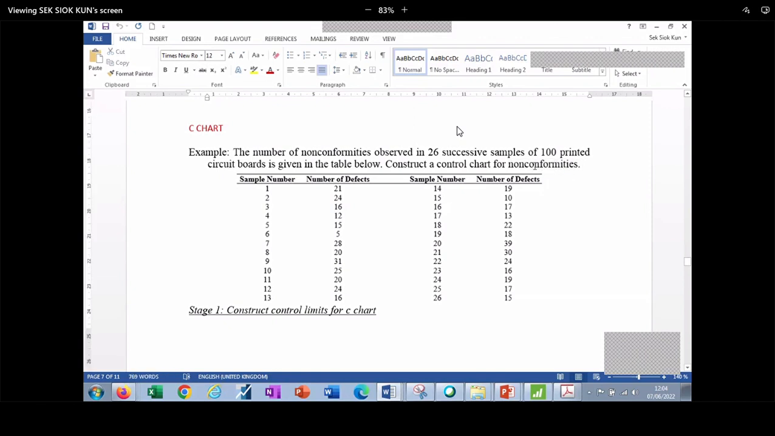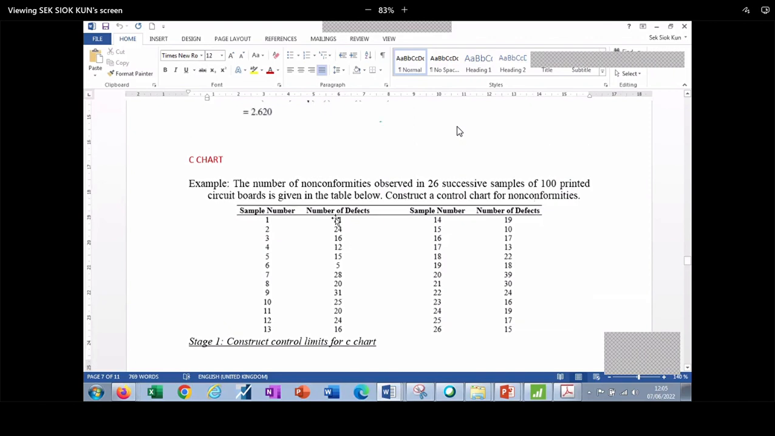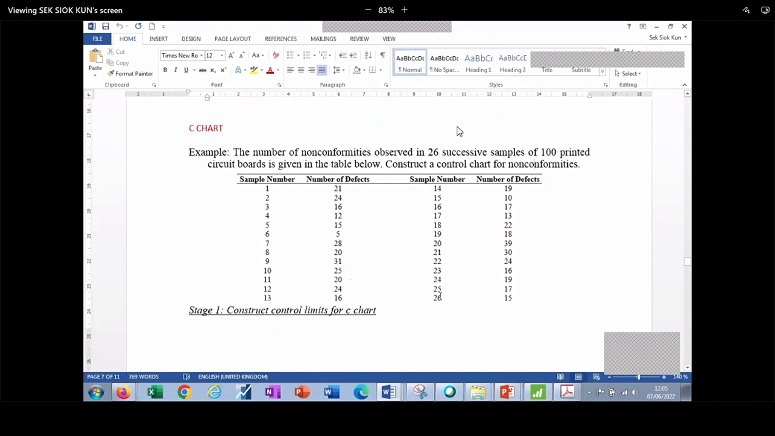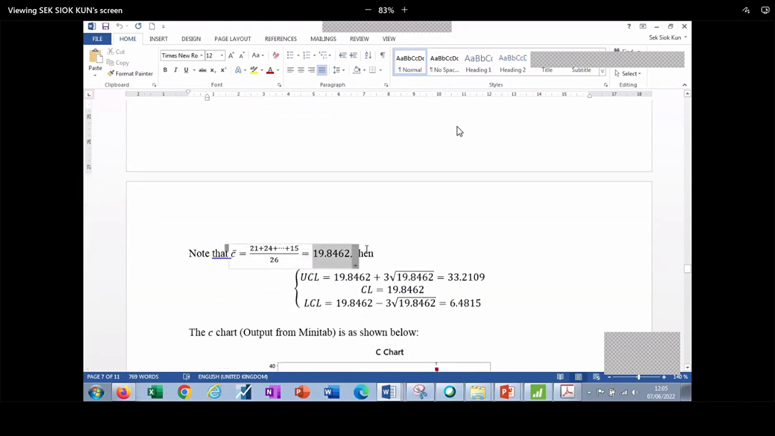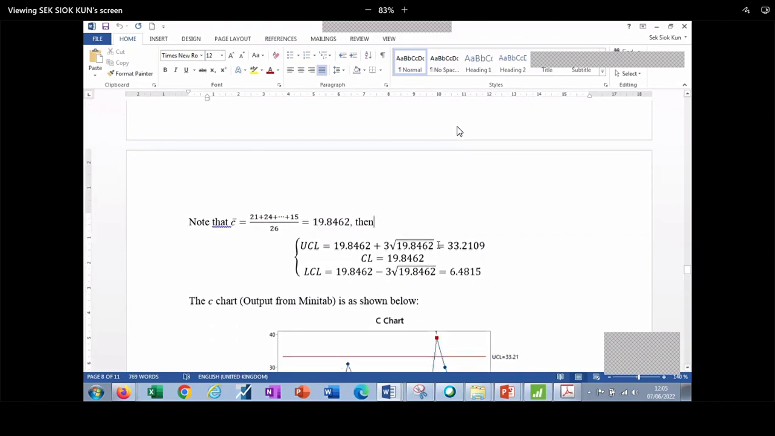So these are the total sample number. So total you have to find C bar. So sum up all the number of defects and then divide by 26. So you get this number. And then straightforward, we can proceed to calculate the control limits.